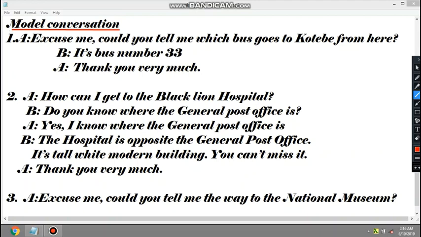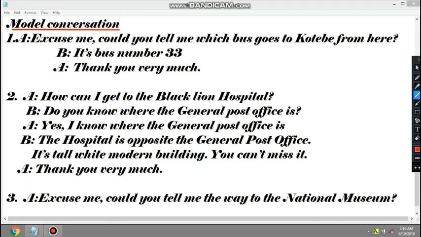You see, he's simply helping by giving the exact bus number that goes to Kotabe College. And the second one: how can I get to the Black Lion Hospital? B says, do you know where the general post office is? See, again a question for the question.